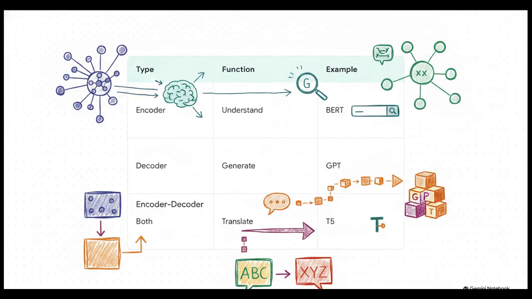And finally, you can stack them together into an encoder-decoder architecture, like Google's T5 model. In this setup, the encoder reads the input, say a full sentence in English, and passes its deep understanding directly to the decoder, which then generates the output, say the perfect translation in French.